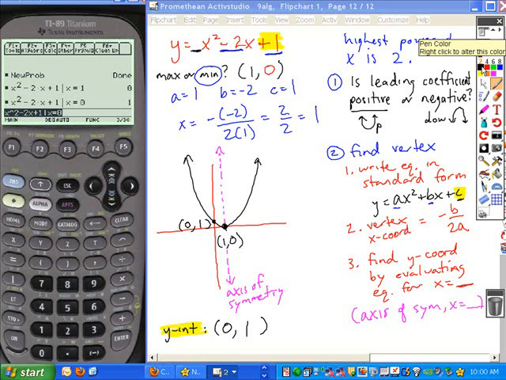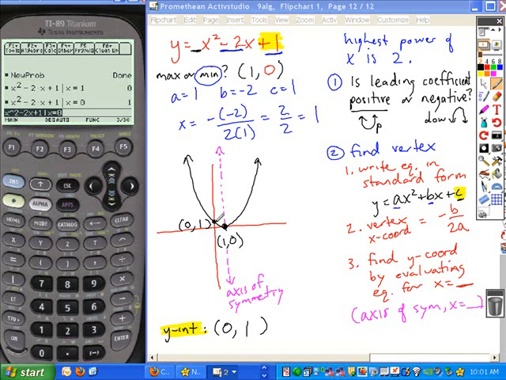Okay, and there's one last question I'm going to ask you regarding these types of problems, and that is I'm going to ask you to pick a point that lies on this graph. So pick any other point that lies on the graph beside the vertex and the y-intercept. How do you think you might go about finding another point? Any ideas?